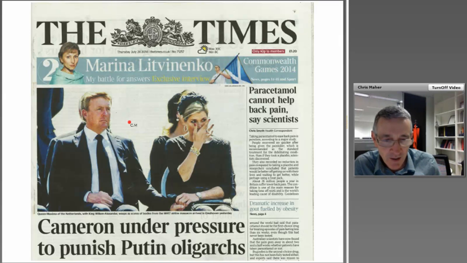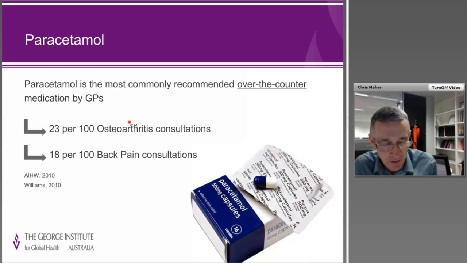To give you some indication of the interest in the study, this was featured on the front page of the London Times at the same time as the MH17 disaster where the Dutch plane was shot down. So that's a picture of the royal family. So the world's interest was in that tragedy, but they still found time to devote the front page to this particular study about PACE. And so we were completely shocked with the interest in the study.